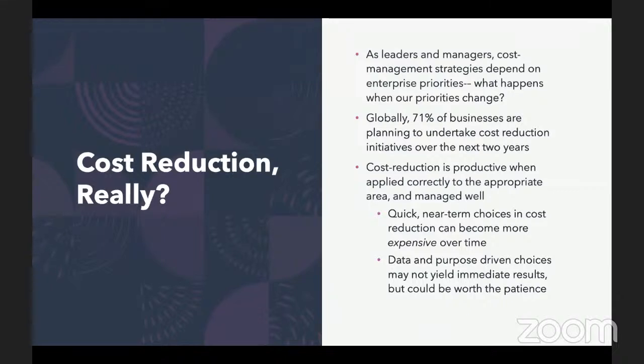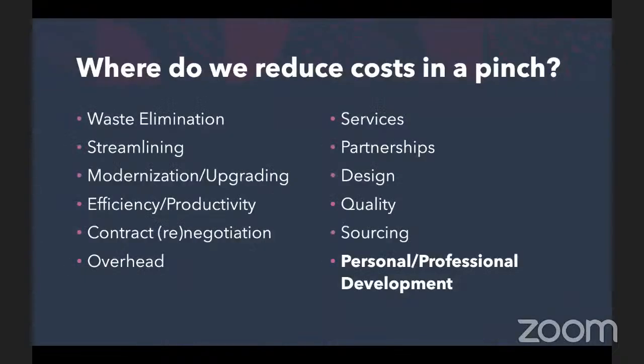And so when I'm discussing growth mindset, I want us to keep in the back of our minds that particular type of cost reduction: the decisions that we're making right now in the near term that are going to cost us over the long term. And so where do we reduce costs in a pinch? We'll find ways to eliminate waste in our system. We'll find ways to coordinate and align our processes. We'll modernize and upgrade. We'll maybe cut services. We will change our partners. We will renegotiate contracts. These are all ways to reduce costs, certainly in a pinch.